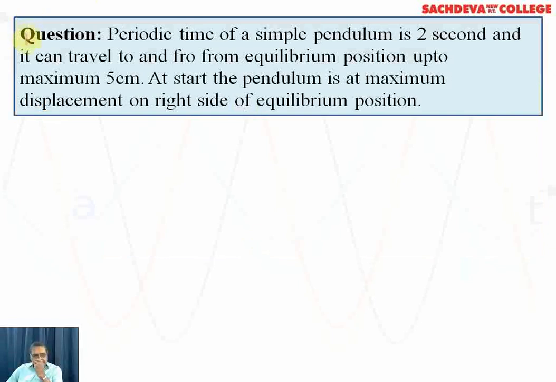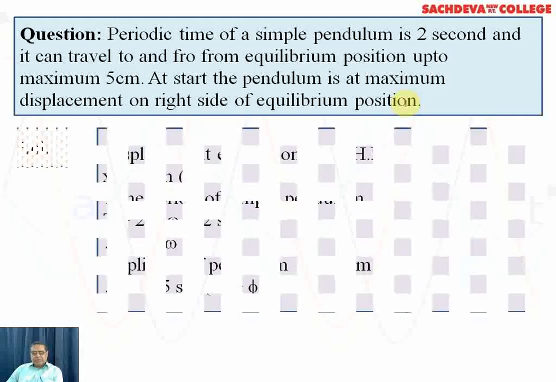Now we come to the next question, that is, periodic time of a simple pendulum is 2 seconds. When we use the term periodic time, we are referring to time period. So it is 2 seconds. It can travel to and fro from equilibrium position up to maximum 5 centimeters. At start, the pendulum is at maximum displacement on the right side of the equilibrium position or the mean position.